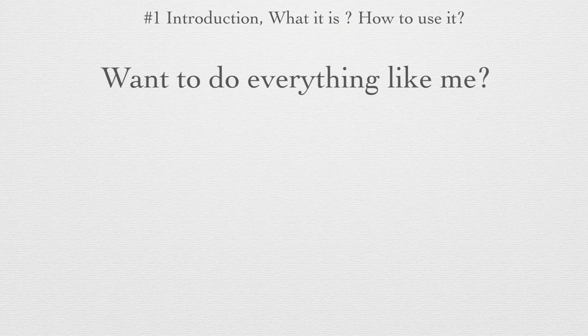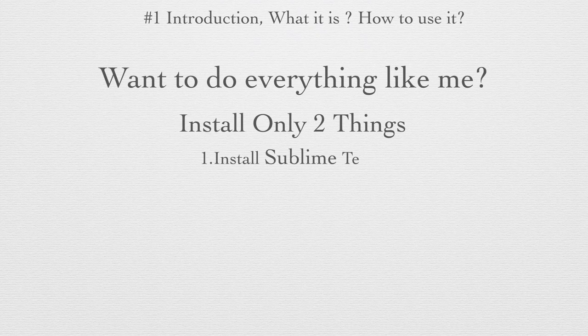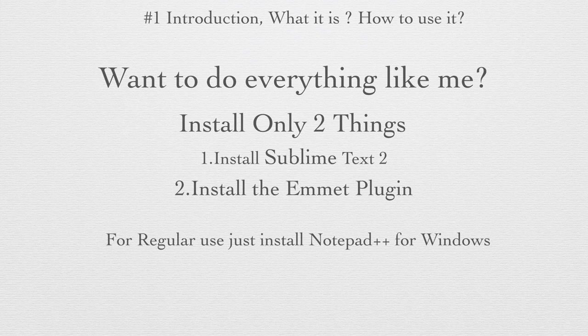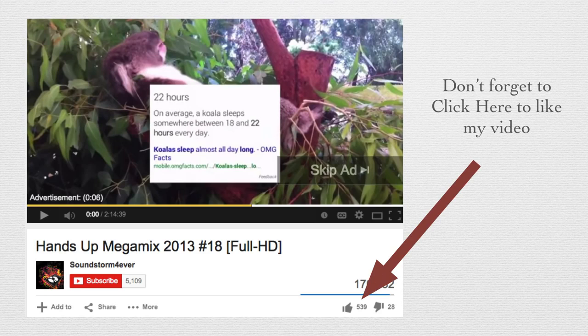Now, for those of you that want to do everything like me, I understand, okay? What I use is very simple. I use a code editor called Sublime, and I use the Emmet plugin to write things just a little faster. You don't have to do everything like me. You can also install Notepad++ for Windows or TextWrangler for Mac.